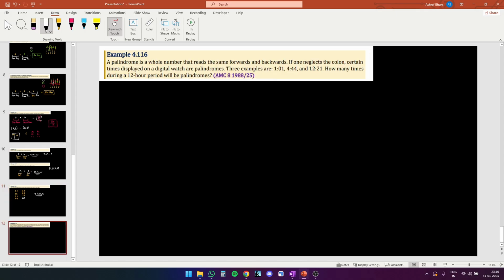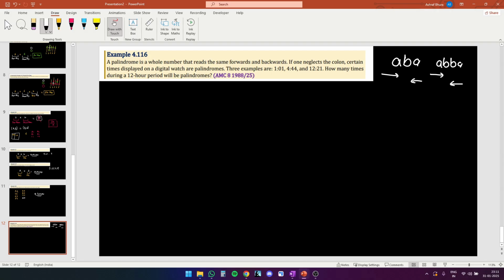Okay, last question for this session. A palindrome is a whole number that reads the same forward and backward. So for example, a palindrome is A, B, A. If you read it from here or from here, it will be the same. Or A, B, B, A. Reading it from right to left or left to right, it will be the same.